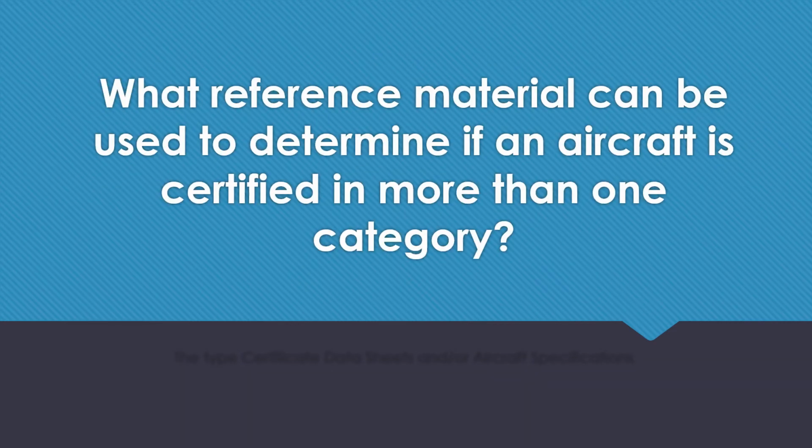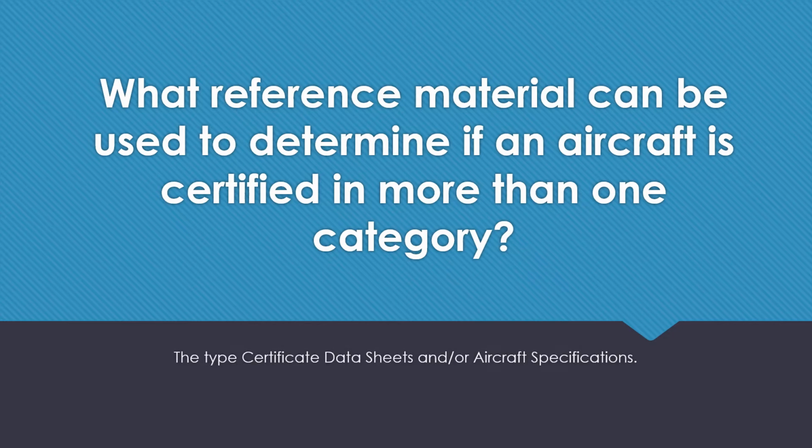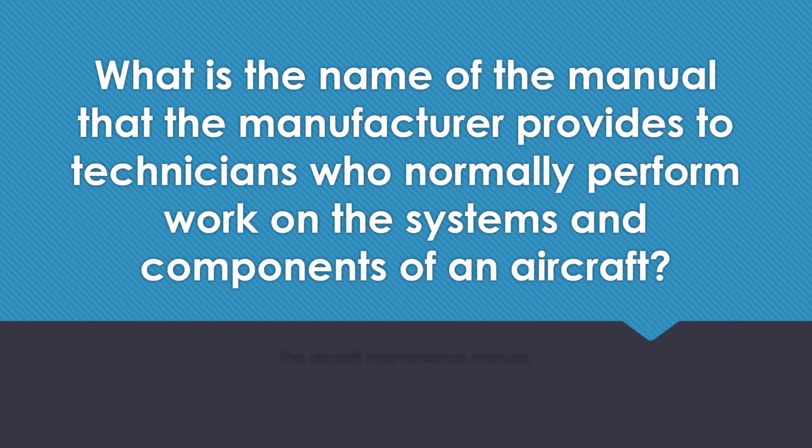What reference material can be used to determine if an aircraft is certified in more than one category? The type certificate datasheets and/or aircraft specifications. What is the name of the manual that the manufacturer provides to technicians who normally perform work on the systems and components of an aircraft? The Aircraft Maintenance Manual.